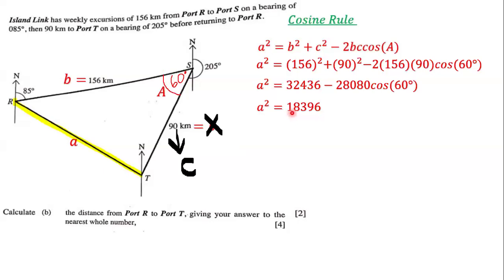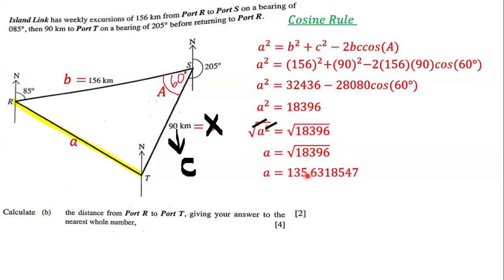And that gives us 18,396. And so we have a squared is equal to 18,396. We take the square root of both sides of this equation, and then we cancel the root with the power. And so we are left with a is equal to the square root of 18,396. And so that means that a is equal to 135.631854. That's what a is equal to.